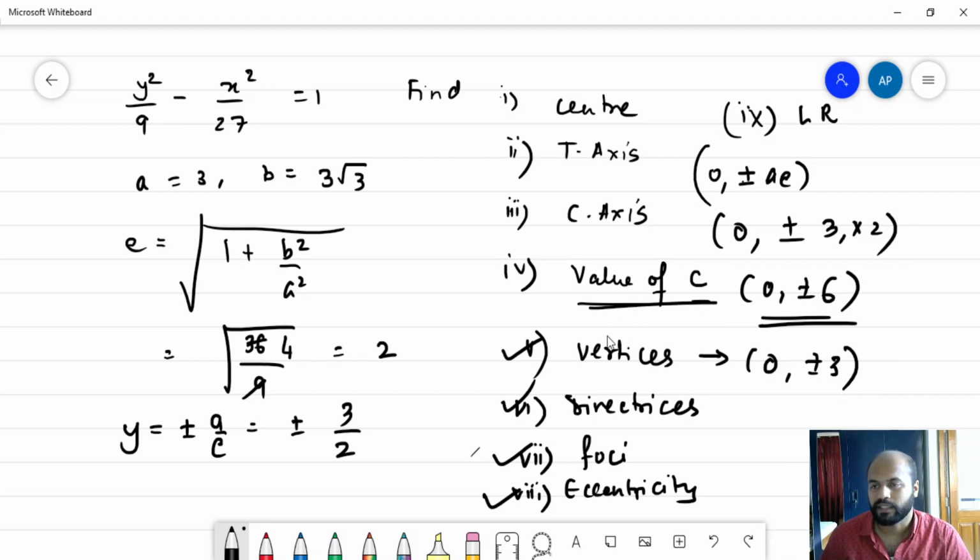Then comes the value of c. The value of c is going to be a into e, which is 6. So the value of c is 6. The transverse axis is going to be 2a. The length of the transverse axis is going to be 2a, that is 6. And the length of the conjugate axis is going to be 6 root 3.